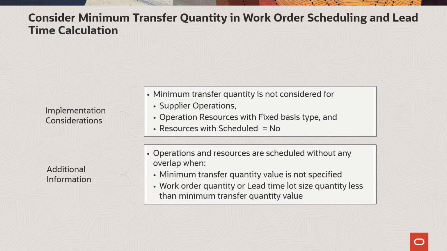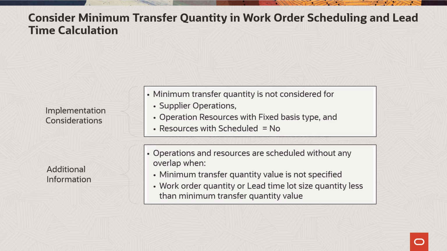Some considerations when using this feature are: minimum transfer quantity is not considered for supplier operations and operation resources with fixed basis type. For such cases, they do not overlap with the prior or subsequent operation resources. It is also not applicable for resources which are not scheduled.